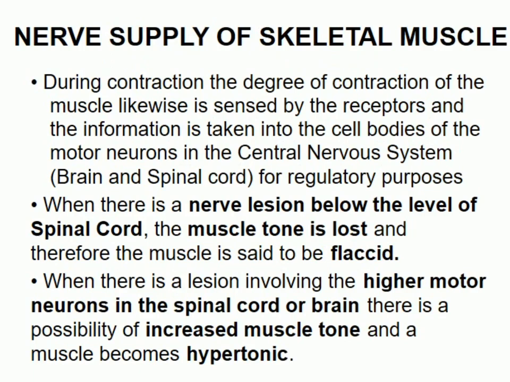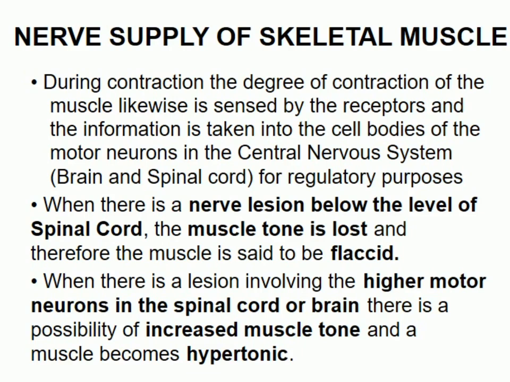During contraction, the degree of contraction of a muscle likewise is sensed by receptors, and the information is taken to the cell bodies of the motor neuron in the central nervous system, that means the brain and the spinal cord, for regulatory purposes. When there is a nerve lesion below the level of the spinal cord, the muscle tone is lost. Muscle tone tuseme ni partial contraction ya muscle, hata kama hatuna stimulation, and therefore the muscle is said to be flaccid. Kwa muscle ikikosa nerve supply, inakuwa flaccid.